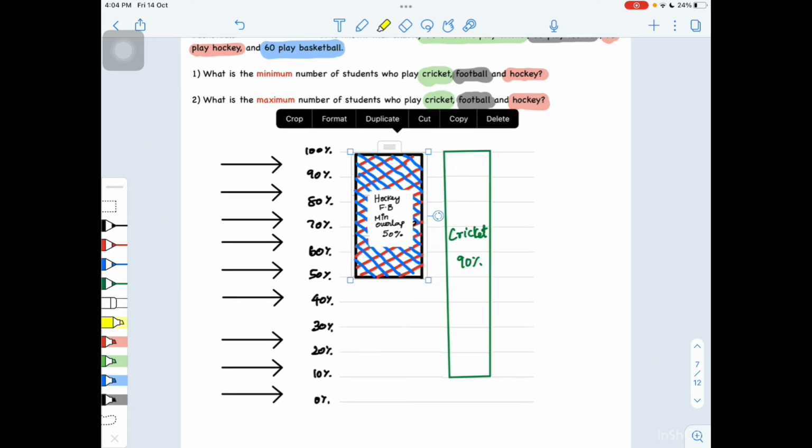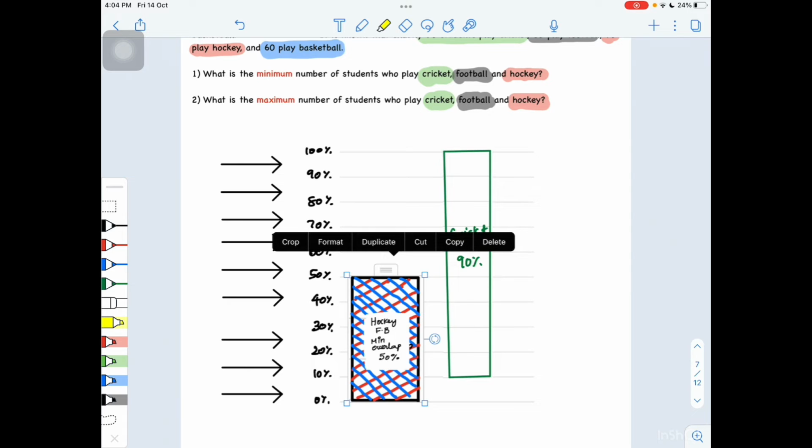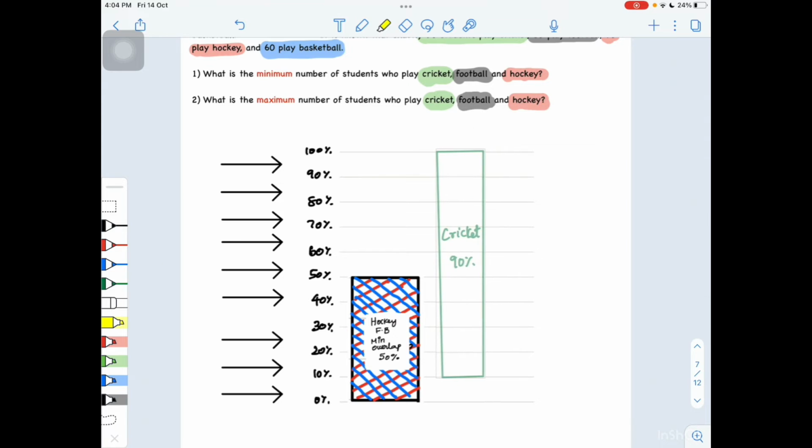So let me push this hockey football overlap to the bottommost possible position, and the cricket filter in the topmost position. And the moment I do this, what is the overlap that I have? I can see that however much I push these two blocks away from each other, there will still be this 10 to 40% overlap that I cannot avoid. So what is the minimum number of students who play cricket, football, and hockey? The answer for this question is 40%.